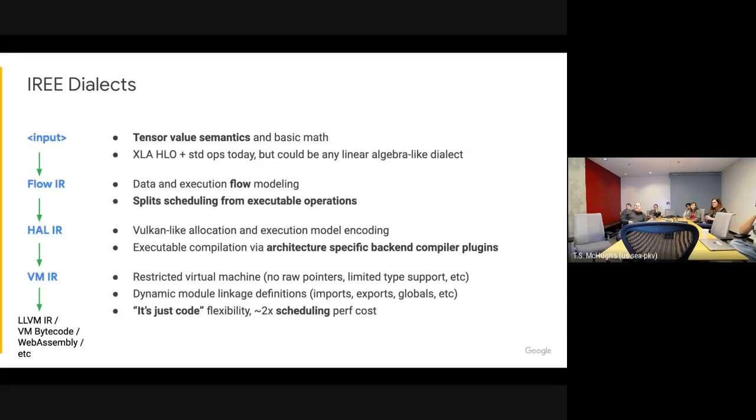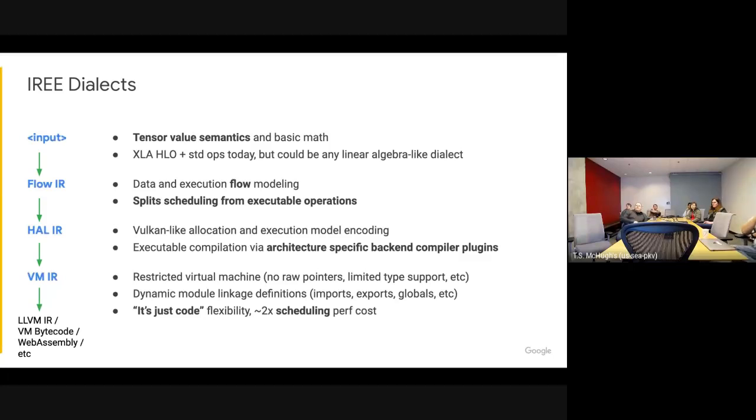So this is getting to the point where this whole project sounds really big, but really what we're able to do here is focus on the one thing that we really care about, which is the scheduling, and leverage the MLIR ecosystem to take care of the rest. Once we have this baseline input, and again, today it's XLA HLO, but any linear algebra like thing that can represent tensors as values and allows us to get real shape information is acceptable.